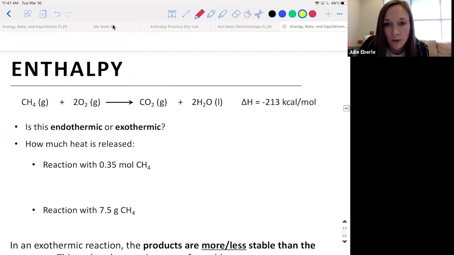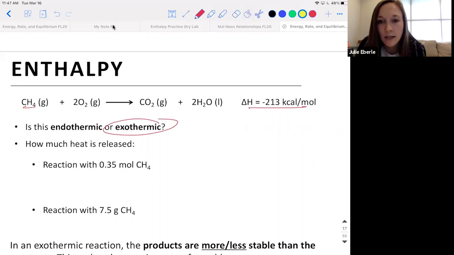Okay, we've got another reaction here. This is actually a combustion reaction. I knew you were thinking that. And CH4 does have a common name. Anybody want to tell me the common name of this? Methane, right? This is methane. Delta H is negative 213 kcal per mole. So this is an exothermic reaction. That's the first question: exothermic because your delta H is negative.